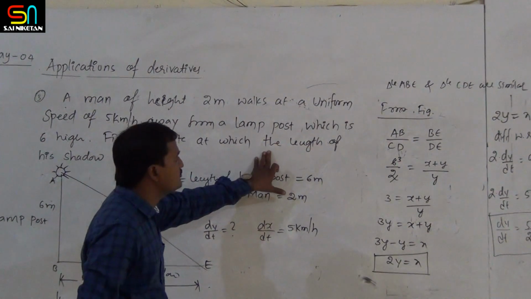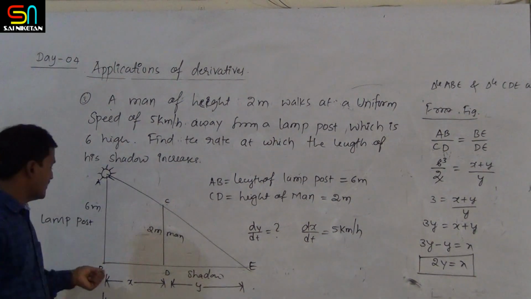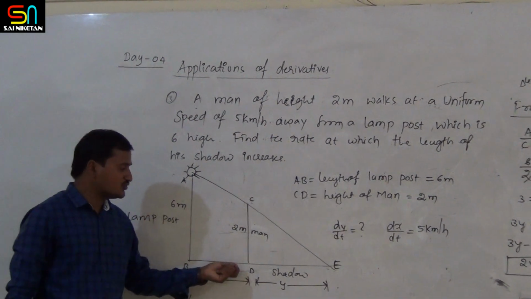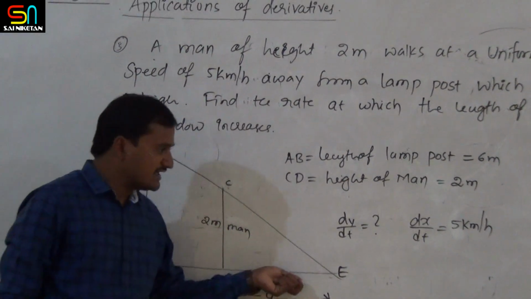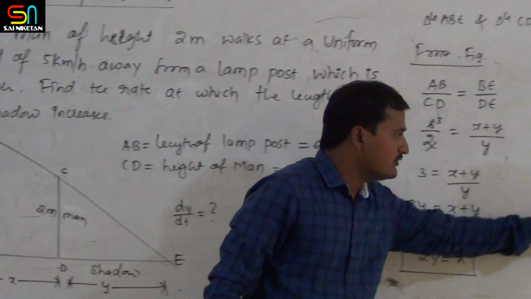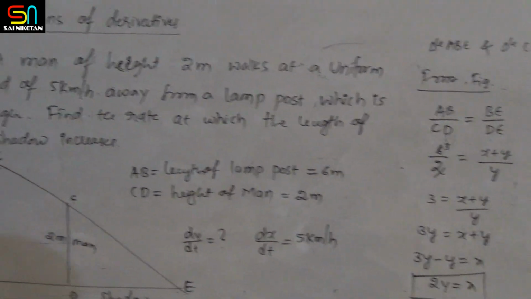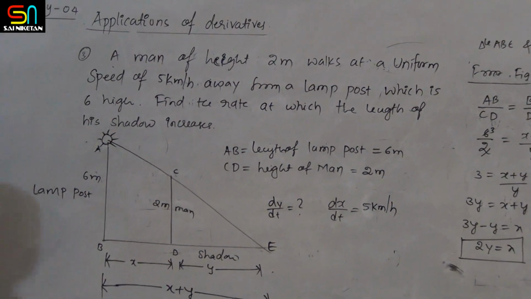It means that what it shows, dy by dt always shows the rate of change of length of the shadow, right? So suppose if the man wants to move away from the lamp post, due to moving here, the shadow of the man is also increasing at the rate of 5 by 2 kilometer per hour, right? This is the question. Now we have to solve one more problem, right?